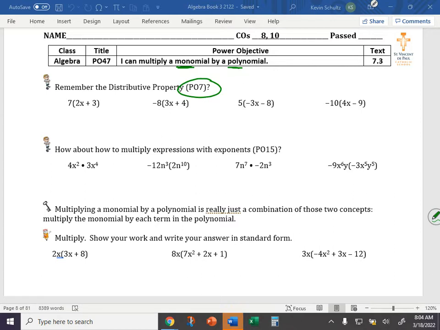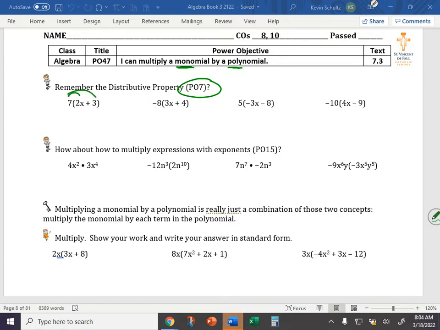Back in PO7, we talked about the distributive property, right? Where you've got something going on inside parentheses and a coefficient on the outside here. How would you multiply 7 times the quantity of 2x plus 3? What's that distributive property tell us to do? Kylie? You multiply 7 times 2x and then 7 times 3.